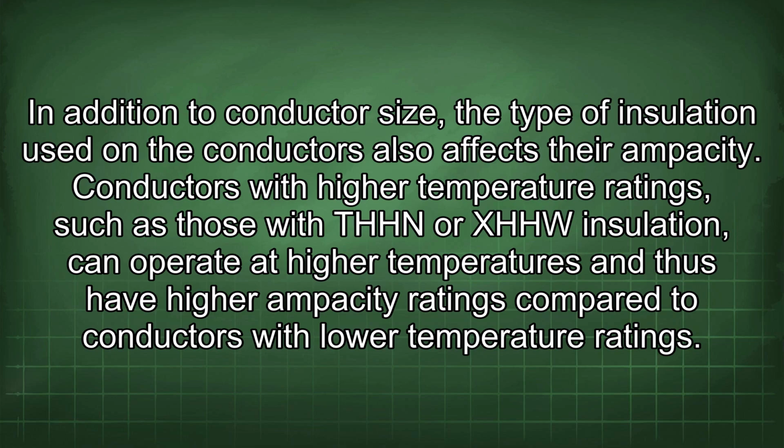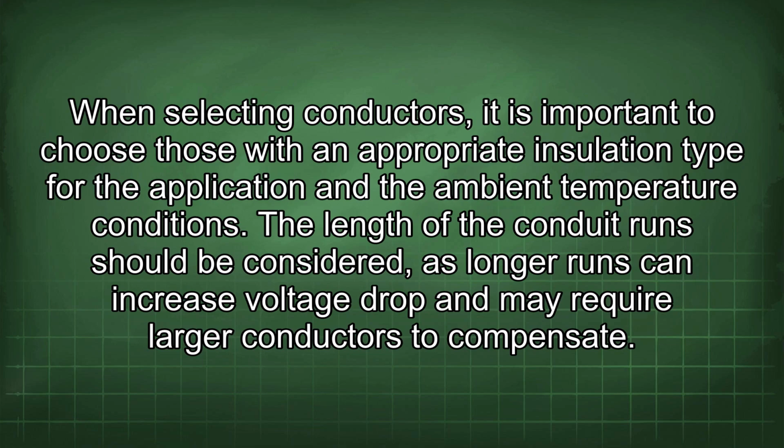In addition to conductor size, the type of insulation used in the conductors also affects their ampacity. Conductors with higher temperature ratings, such as those with THHN or XHHW insulation, can operate at higher temperatures and thus have higher ampacity ratings compared to conductors with low temperature ratings. When selecting conductors, it is important to choose those with an appropriate insulation type for the application and the ambient temperature conditions. The length of the conduit run should be considered, as longer runs can increase voltage drop and may require larger conductors to compensate.